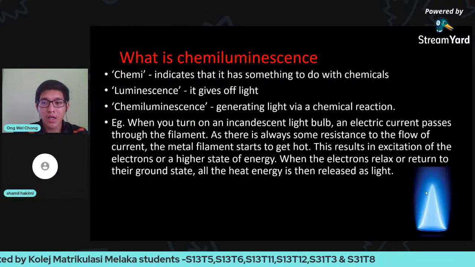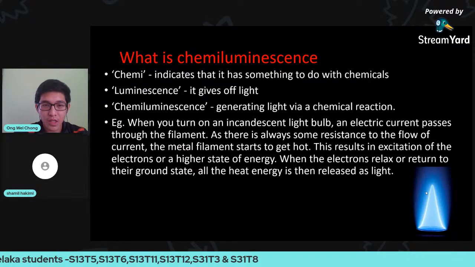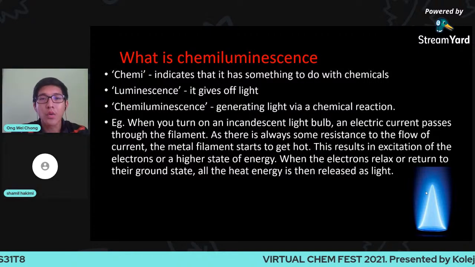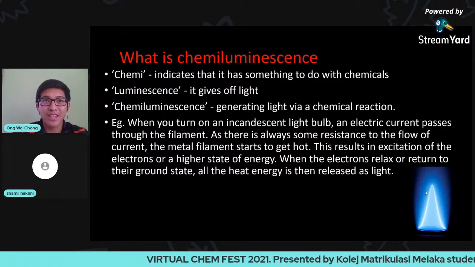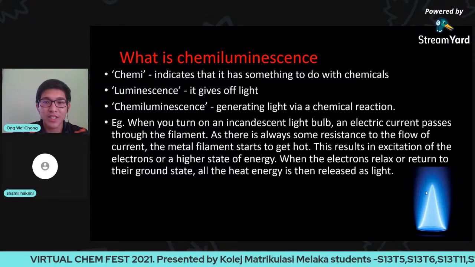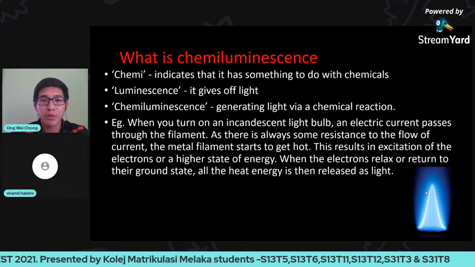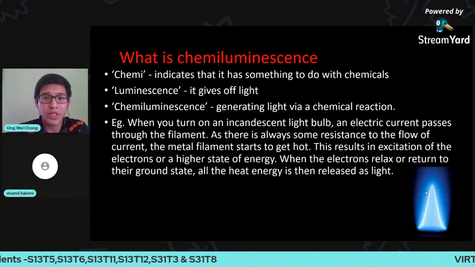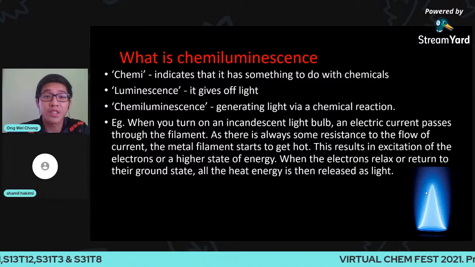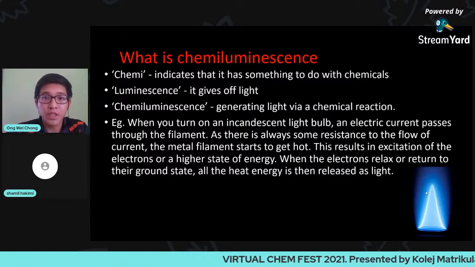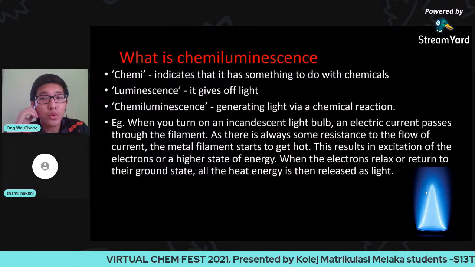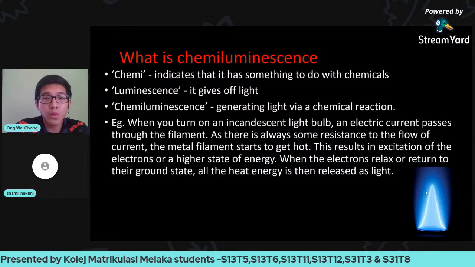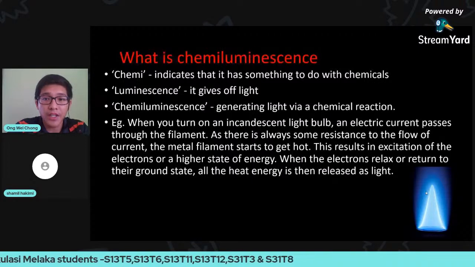First of all, today our topic is about chemiluminescence. In our daily lifestyle, we often see things that glow brightly, and it really fascinates us. How does this process work? One of the processes that makes things glow is chemiluminescence. What is chemiluminescence? Chemi indicates something to do with chemicals, and luminescence means giving off light. So the whole word means generating light via a chemical reaction.